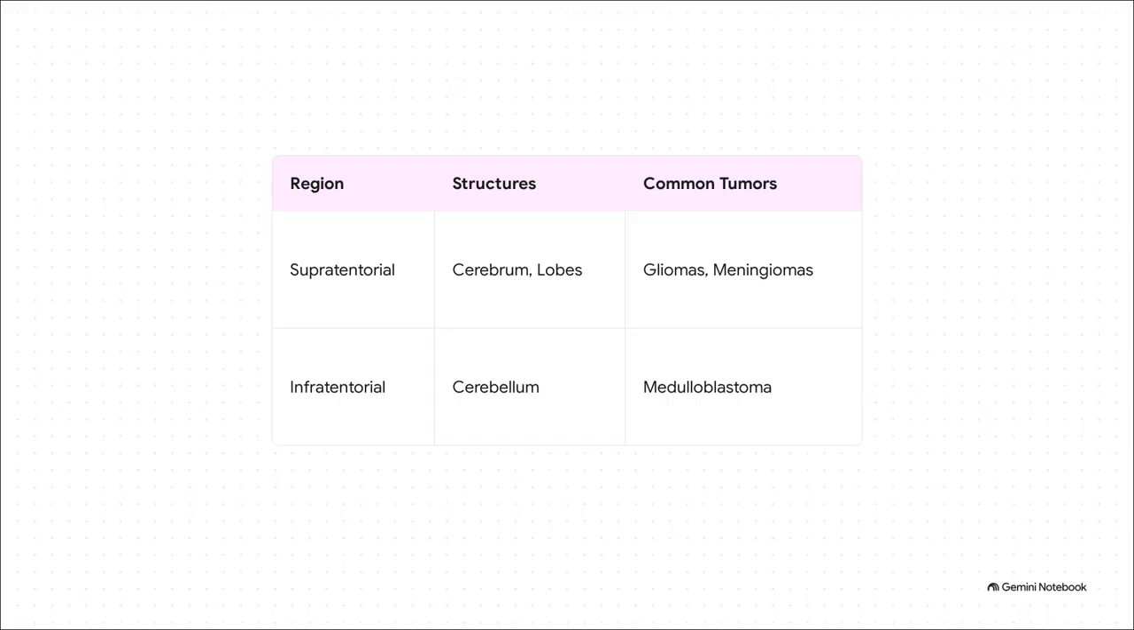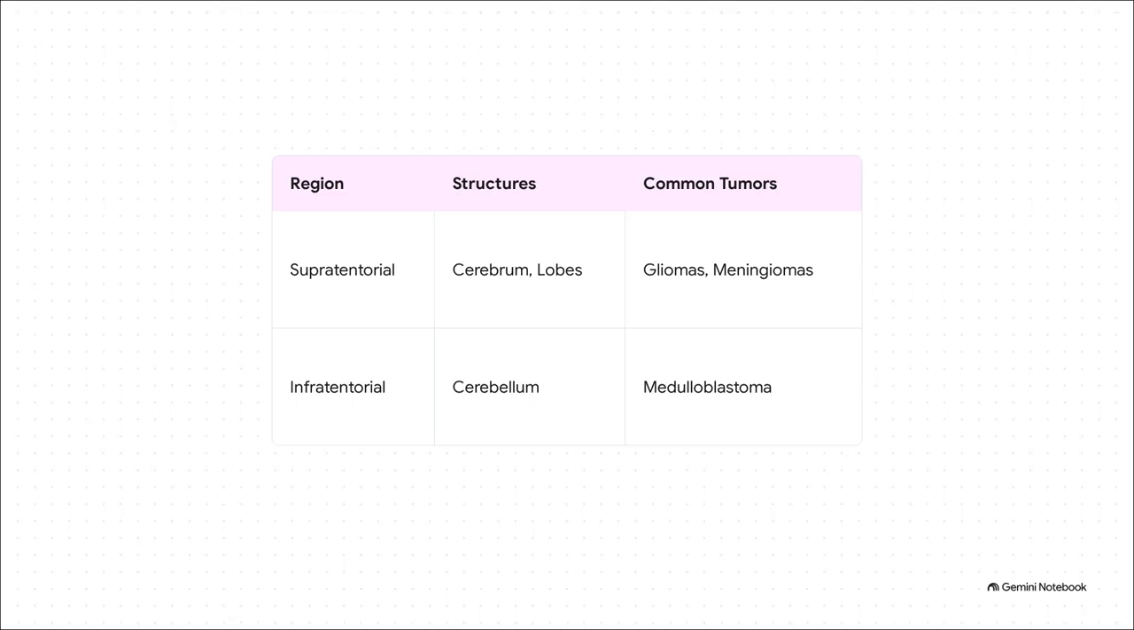Starting with the supratentorial region, this contains the cerebrum, which is divided into the frontal, parietal, temporal, and occipital lobes, as well as the lateral ventricles, corpus callosum, and basal ganglia. Up here, we most frequently encounter gliomas, meningiomas, and metastatic lesions.